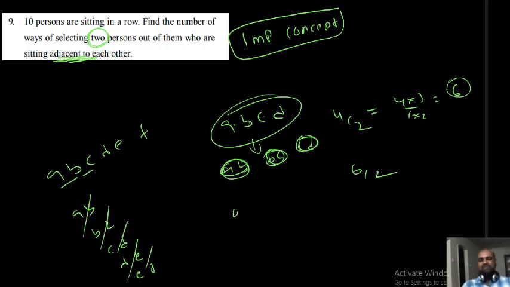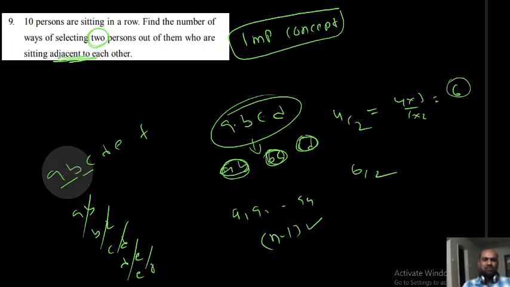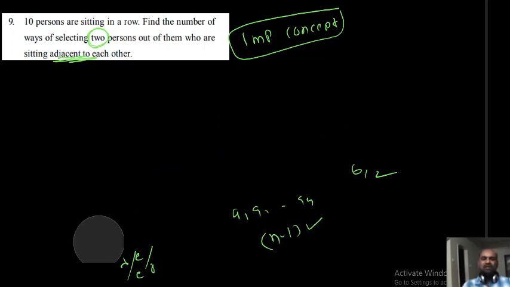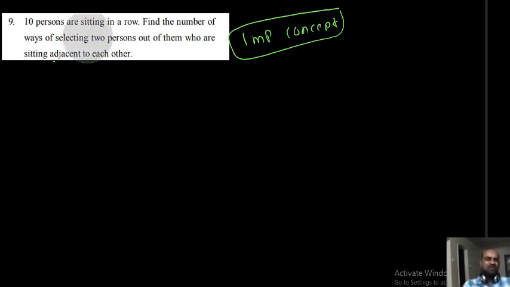If n persons are there, A1, A2, so on, AN, and we want to select 2 of them so that they are adjacent to one another, I can say n minus 1 ways. You should remember this. That's why I wrote here important concept: from n persons, selecting 2 so that they are adjacent to one another equals n minus 1. So for this problem, 10 persons, we want to select 2 sitting adjacent to each other. My solution for this problem is 9, directly.